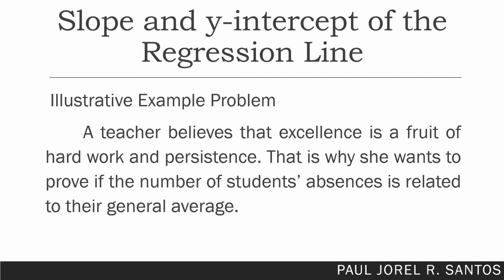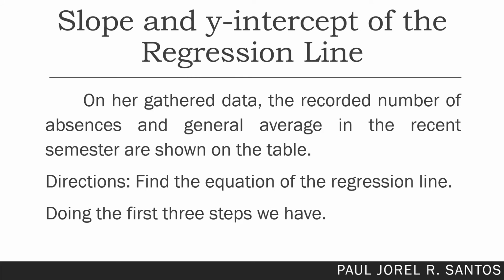To give you an example, a teacher believes that excellence is a fruit of hard work and persistence. That is why she wants to prove if the number of students' absences is related to their general average. On her gathered data, the recorded numbers of absences and general average in the recent semester are shown on the table. What we need to find here is the equation of the regression line. So how are we going to do that?